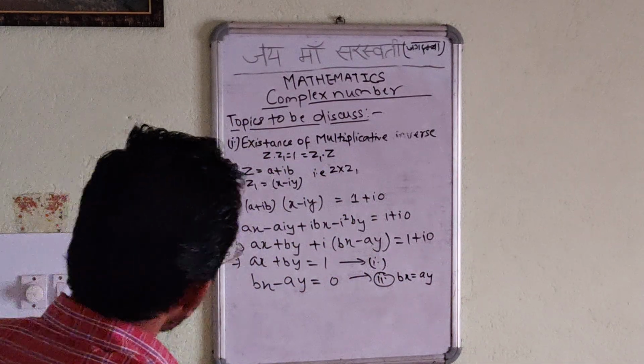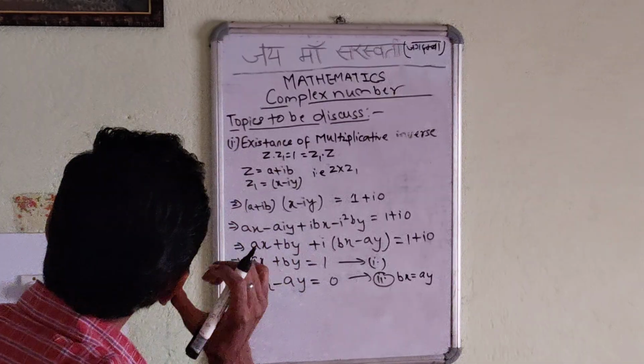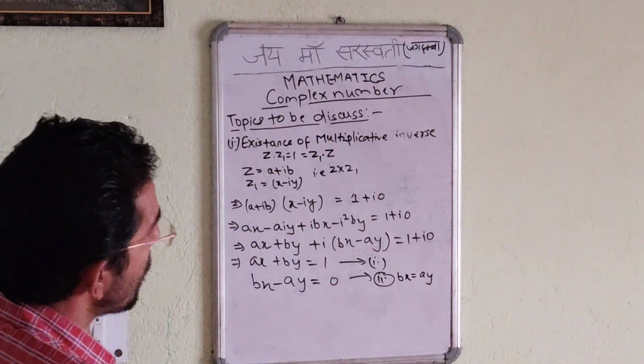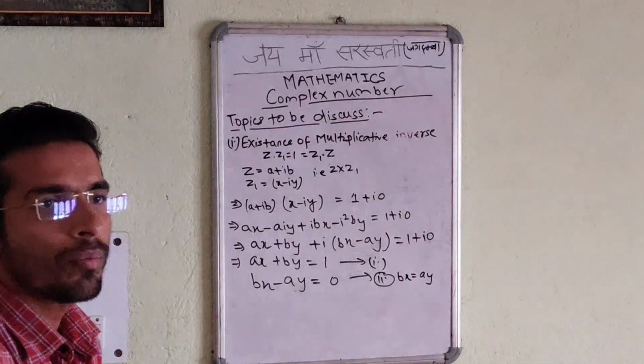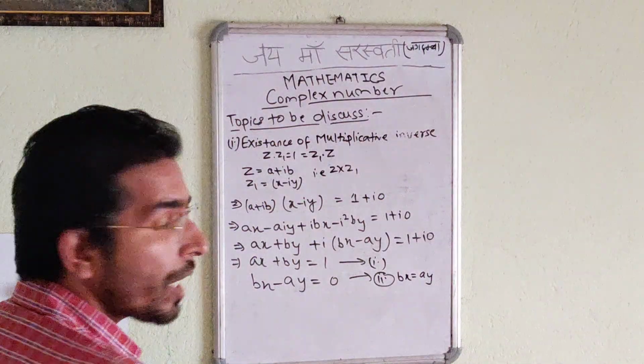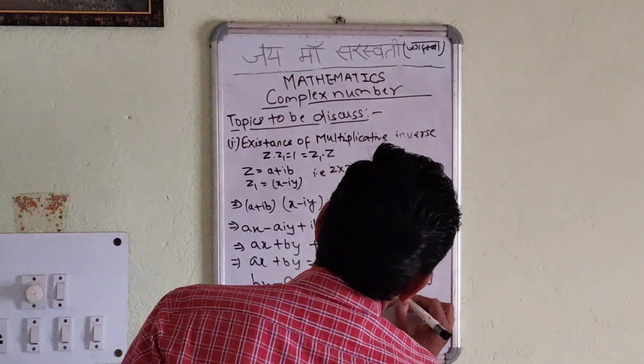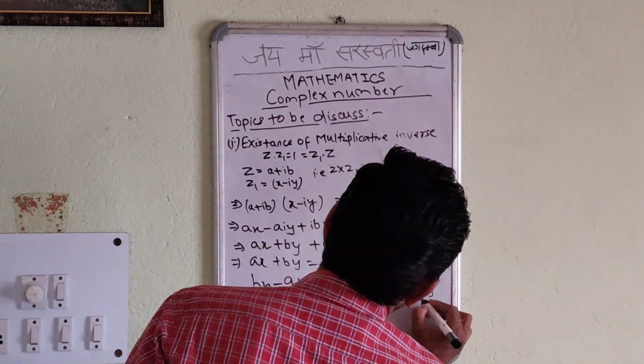So bx is equal to ay. Now we had seen here that bx is equal to ay. Now we will do one thing. We will write x in terms of a, b and y, because we have to solve these equations simultaneously. So we will be writing here x is equal to ay by b.